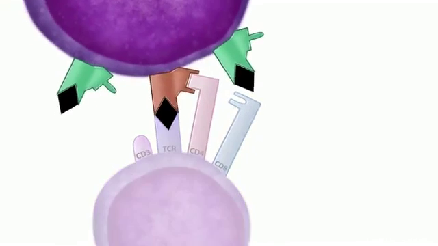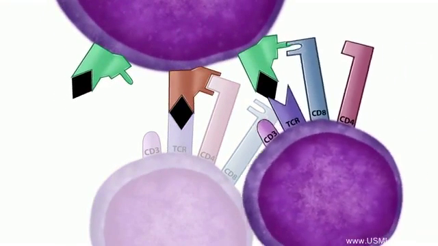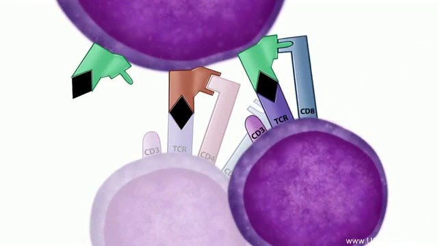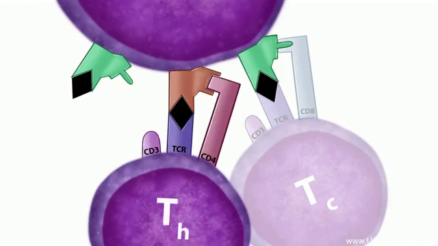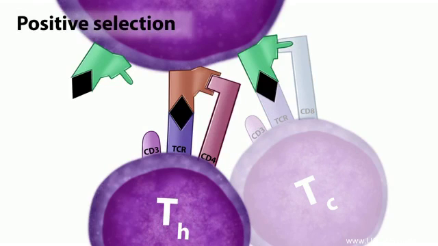And then, still in the cortex, the T cell precursors that bind really well to MHC1 are going to lose their CD4 marker, and they're designated to eventually become a CD8 positive cytotoxic T cell. And the T cell precursors that bind really well to MHC2 are going to lose their CD8 marker, and they eventually become a CD4 positive helper T cell. And that entire process of selecting the T cells that are capable of binding to MHC is called positive selection, and that takes place in the cortex.